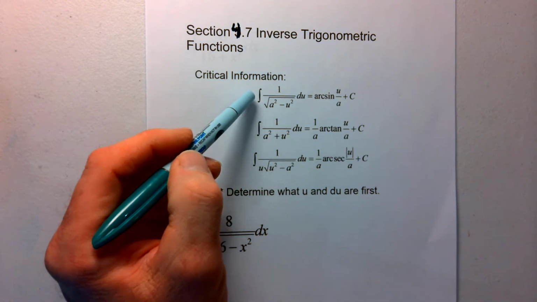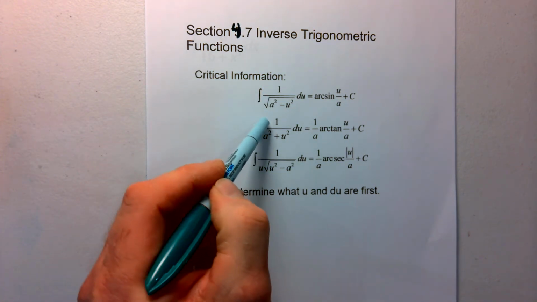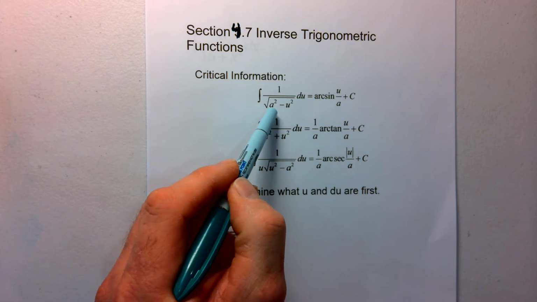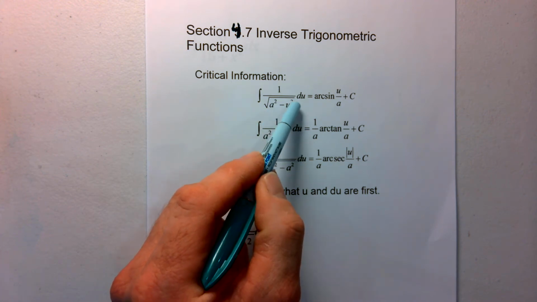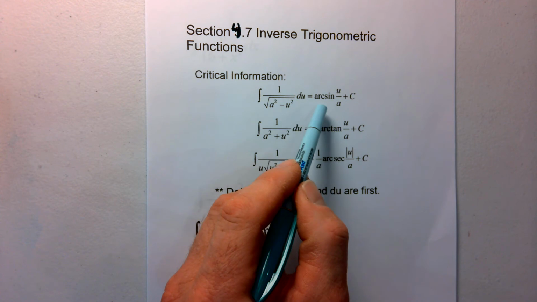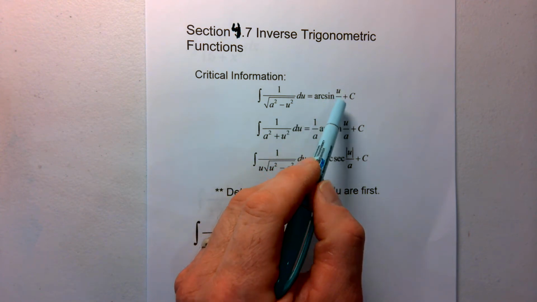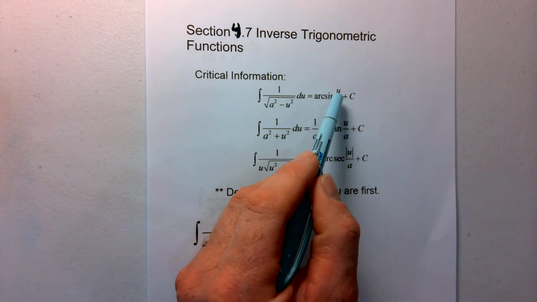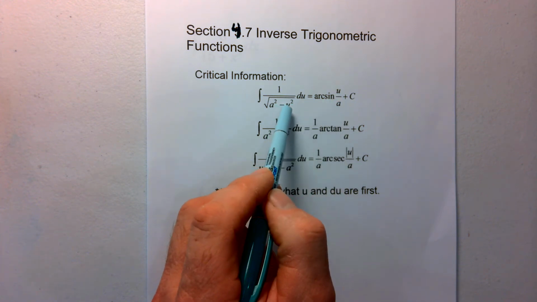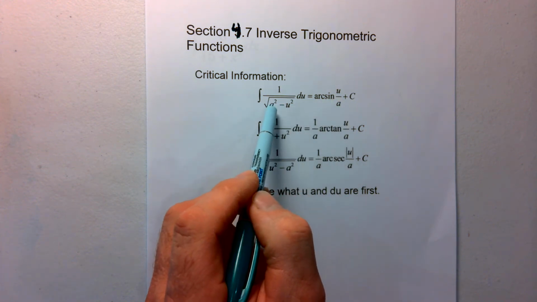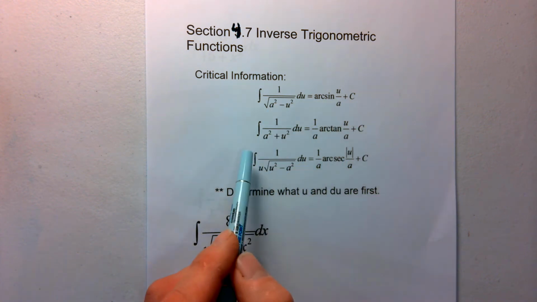If we have the integration of 1 over the square root of a constant squared minus a variable squared du, that's going to integrate into the arcsine of u over a. So that variable, whatever this here is, divided by the constant plus c.